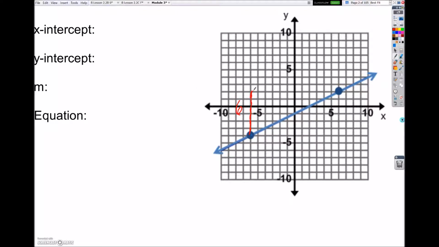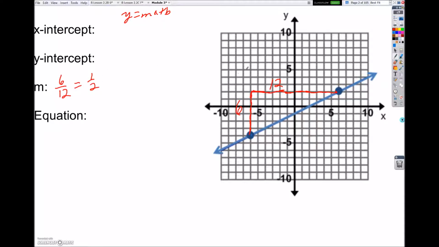So now what I need to do is find my run, which is 1, 2, 3, 4, 5, 6. Let me make sure I counted that right. 1, 2, 3, 4, 5, 6. Then we continue 7, 8, 9, 10, 11, 12. So I just went up 6 over 12. And the m value in my equation of y equals mx plus b is my slope. So I went up 6 over 12, which reduces to 1/2.